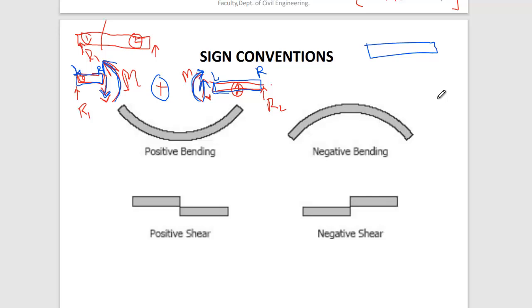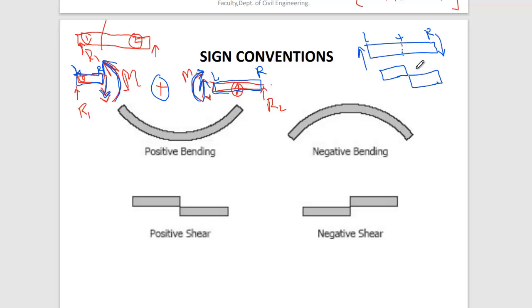Suppose this is a separate beam. This is the left side of the beam and this is the right side. Now from the left side, upward is positive shear, and from the right side, downward is positive shear. So for this case we consider this a positive shear. How does it look if you consider the center point section? Have a look. If you push this one upward, it will look like this, and if you push it downward, it will look like this.